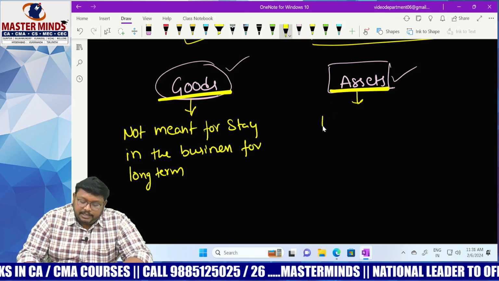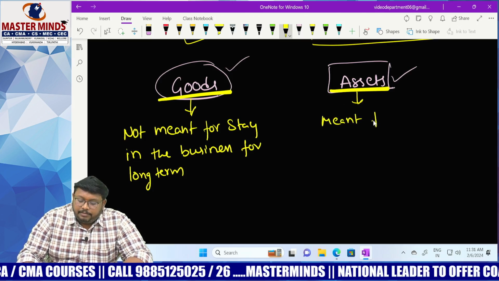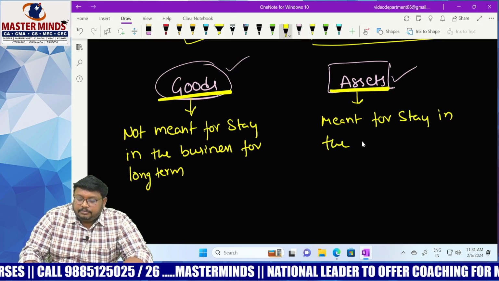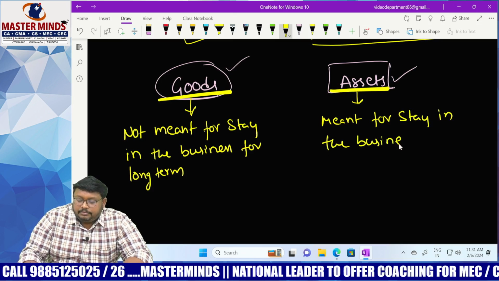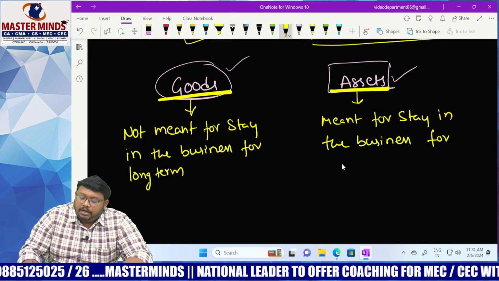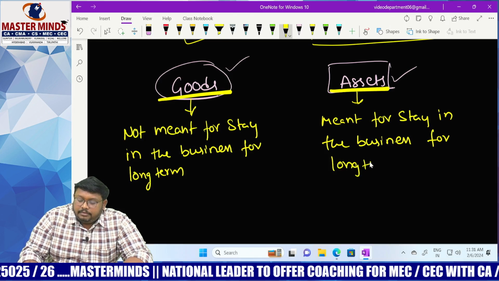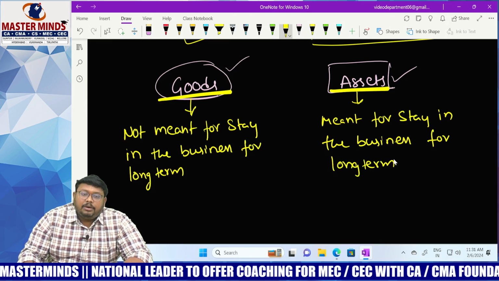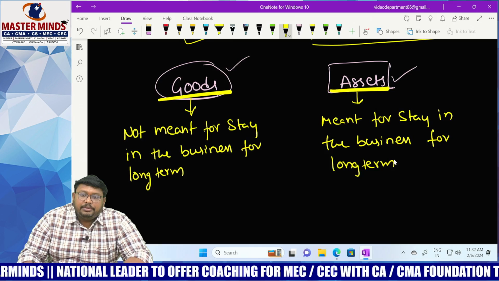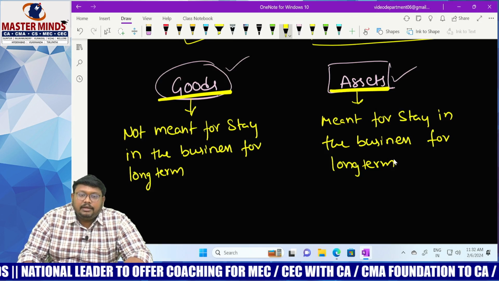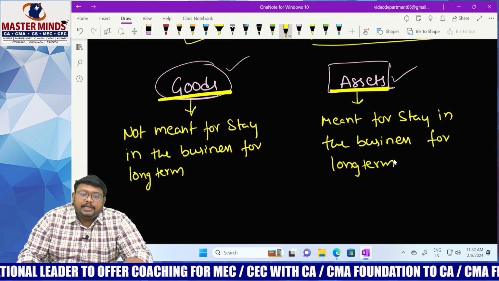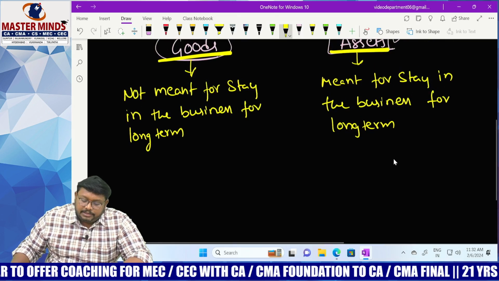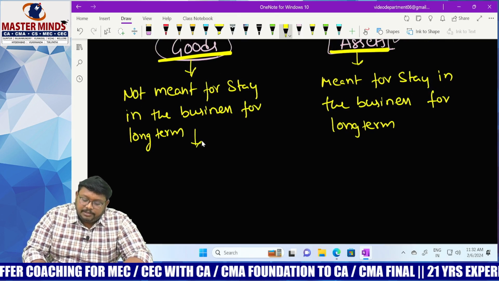So it is meant to stay in the business for the long term, because they are using the assets in the business in order to run the operational activities. Okay, they are using those assets in the business in order to run the operating activities. So goods they keep for sale only.